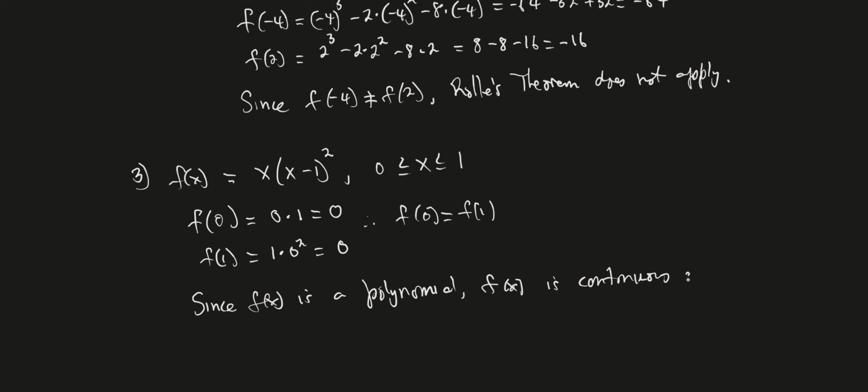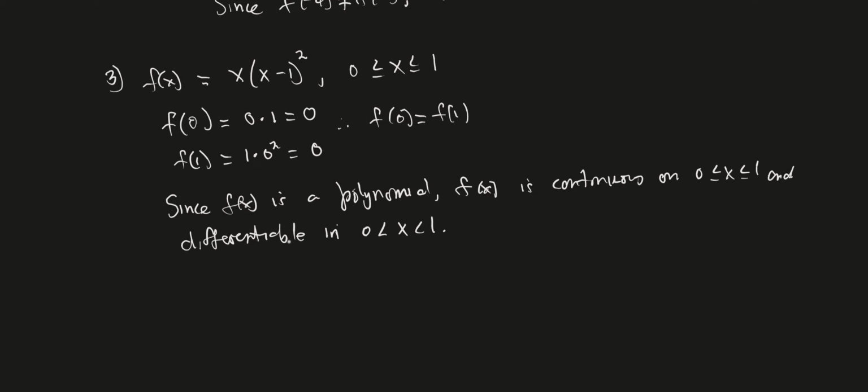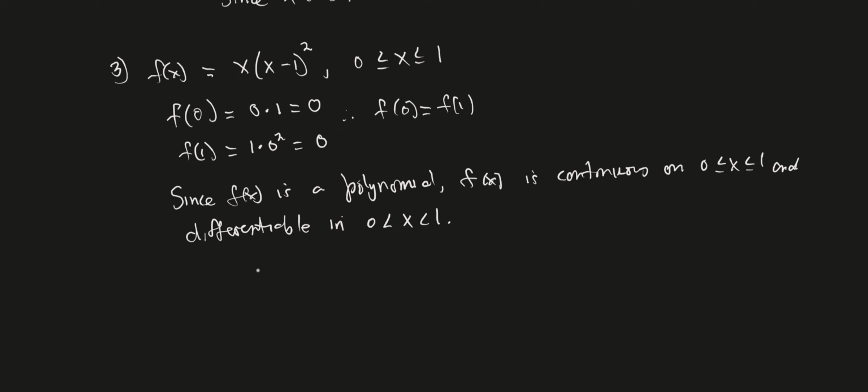So it's going to be continuous on the closed interval and differentiable in the open interval, right? So no sharp corners, nothing like that on our nice polynomial. So finally we get a situation where Rolle's theorem does apply.